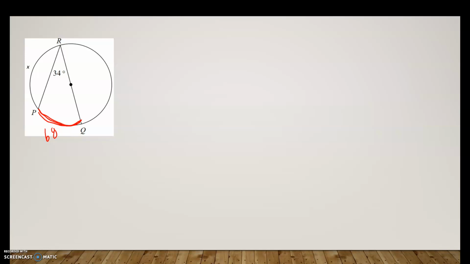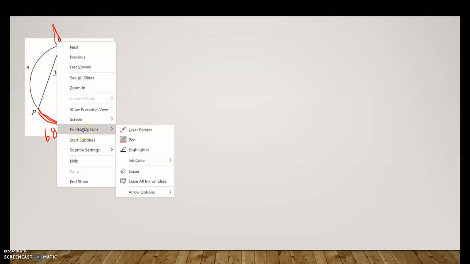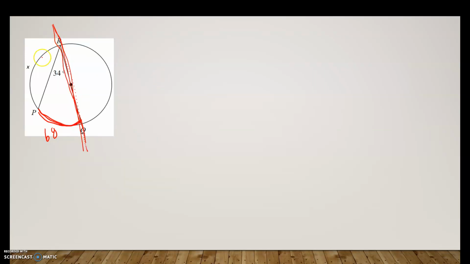Well, because RQ is going to be your diameter, it's cutting your circle in half, which means half of your circle here is going to be equal to 180 degrees. This entire guy equals 180, which means X is going to be equal to 180 minus 68, which is going to leave you with 112. Again, these two guys here are going to have to add to be 180 degrees.